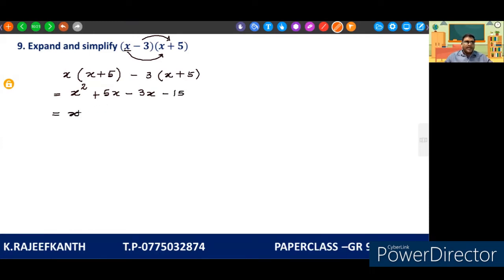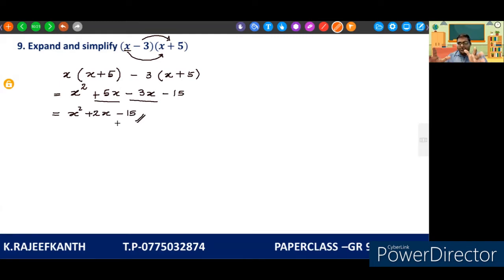So x squared plus 5x minus 3x. Here these two terms have different signs, so we have to subtract, then 2x. Then we put the bigger one's sign, that is plus. Minus 15. Then the answer is x squared plus 2x minus 15.